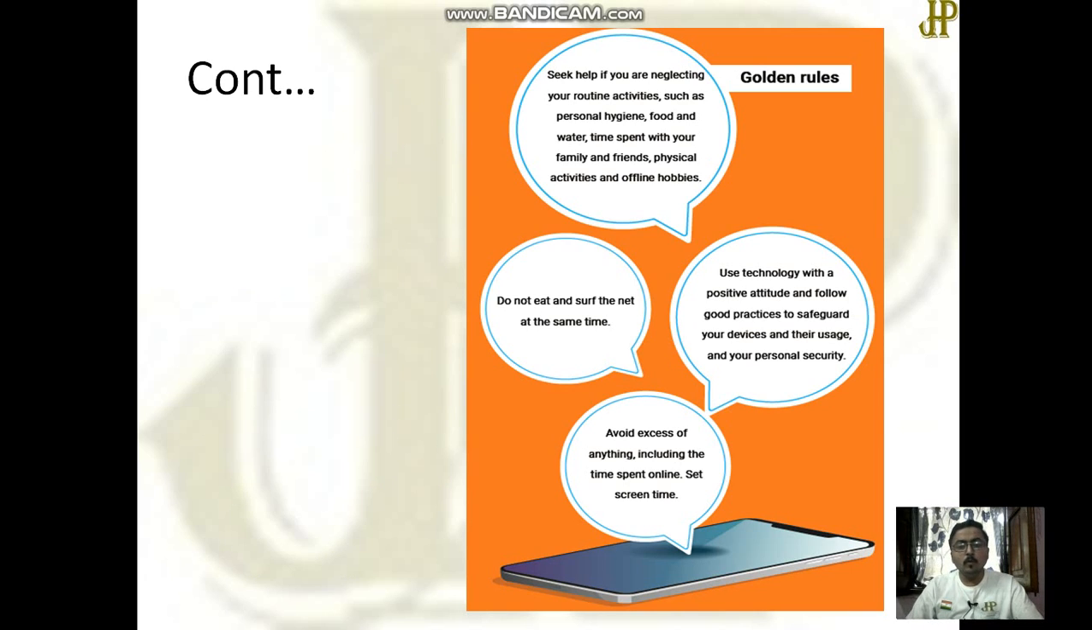So, what are the golden rules? First of all, avoid excess of anything, whatever. If you are playing games beyond the access limit, it should be avoided. Like that, using the internet excessively must be avoided. Do not eat and surf the net at the same time. Use technology with a positive attitude. Whenever it is required, you have to learn something, then use that technology.